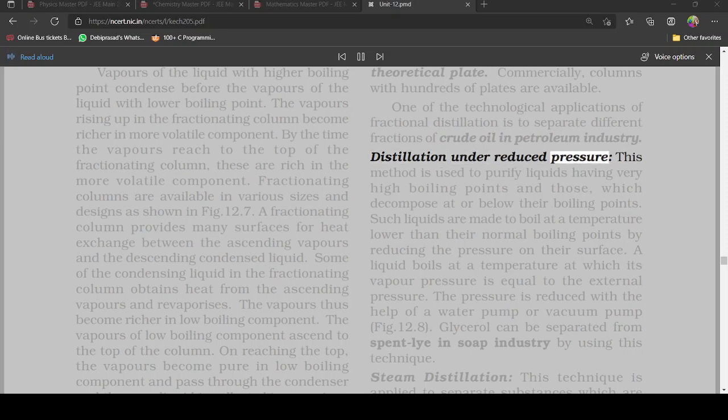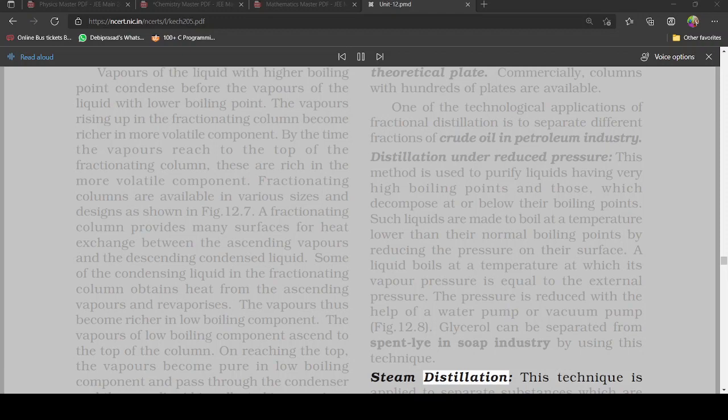Distillation under reduced pressure. This method is used to purify liquids having very high boiling points and those which decompose at or below their boiling points. Such liquids are made to boil at a temperature lower than their normal boiling points by reducing the pressure on their surface. A liquid boils at a temperature at which its vapor pressure is equal to the external pressure. The pressure is reduced with the help of a water pump or vacuum pump. Fig. 12.8. Glycerol can be separated from spent lye in the soap industry by using this technique.